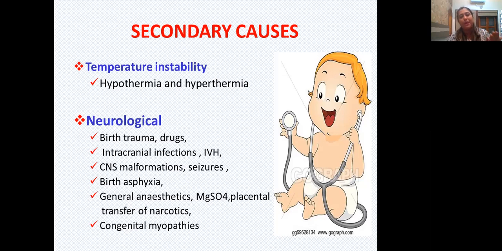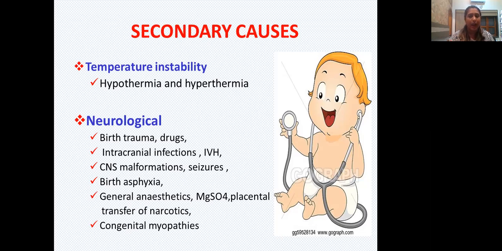For example, if the baby has been under certain drugs, or there was usage of drugs during the delivery itself, during the cesarean section or during the delivery, as in terms of general anesthesia, if the mother has gotten general anesthesia also. Then if there are intracranial infections or intraventricular hemorrhage, in case of anatomical malformations itself, as a result of which the central respiratory drive or the inspiratory drive itself is absent, because of seizures, because of birth asphyxia.